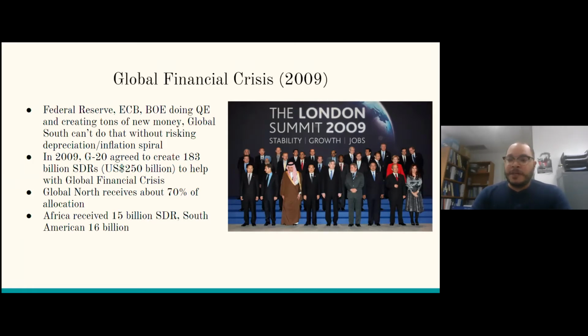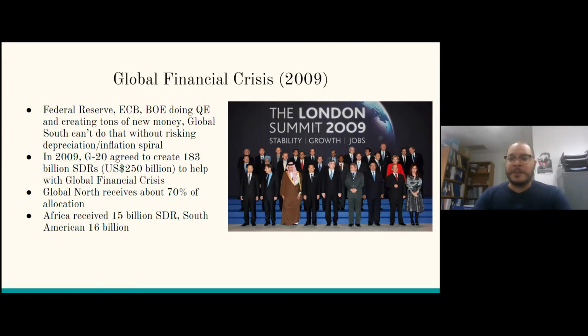Because of the formula used for these SDRs, it's based on the size of countries' economies, and given the large inequality between rich and poor countries, it means that countries in the global north, rich countries, received about 70% of those 183 billion SDRs. To give you a sense, all of Africa received about 15 billion SDR, and all of South America about 16 billion.